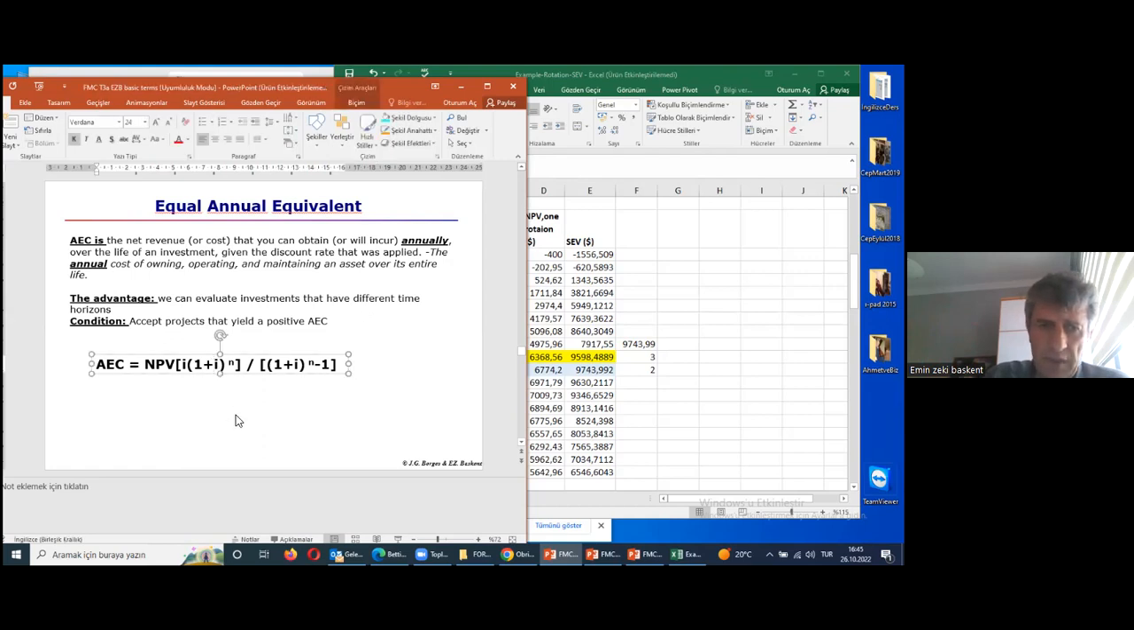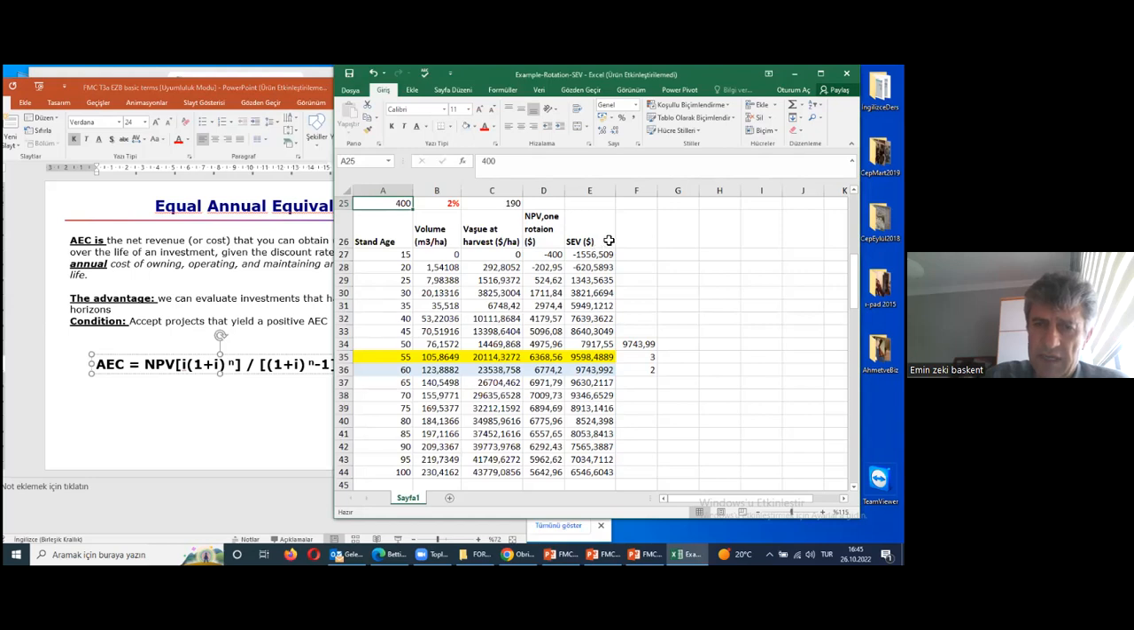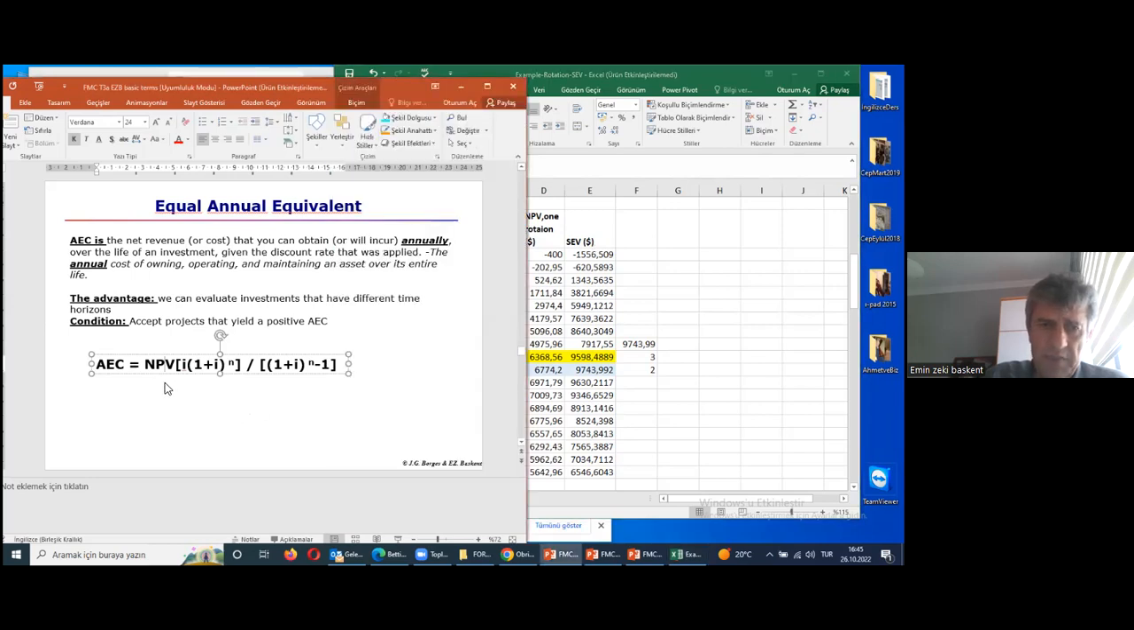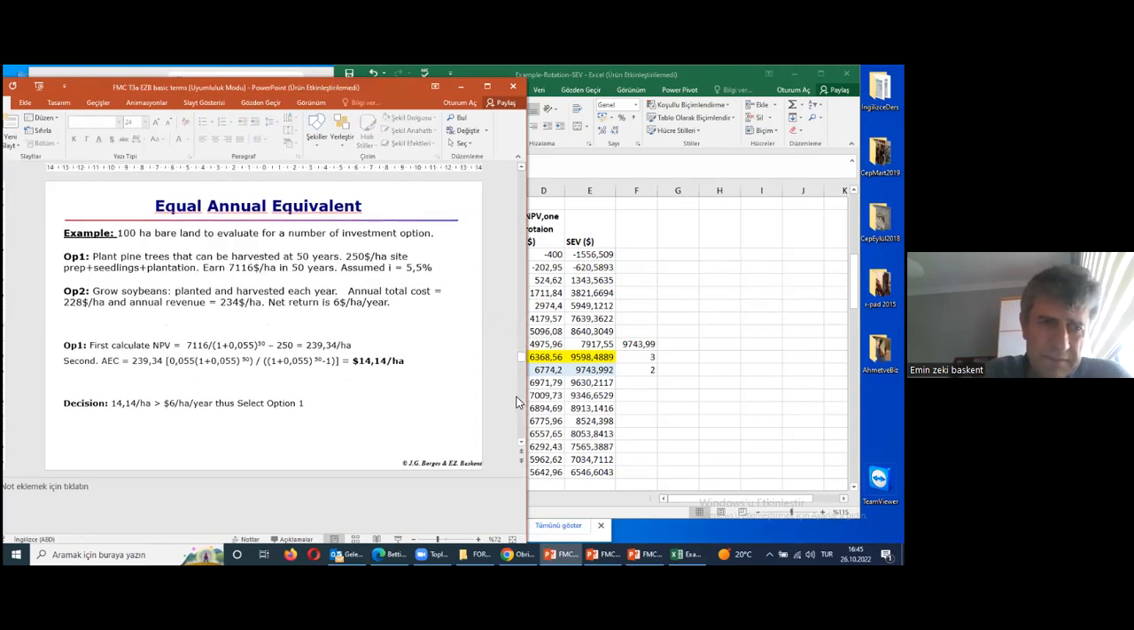Here is the formula. Net present value, which we know how to calculate as we did in calculating soil expectation value, multiplied by, in a big parenthesis, i, the interest rate, multiplied by (1 + i)^n, all divided by (1 + i)^n minus 1, where n is the rotation period or the time horizon we're looking for. This is the simple formula that we'll use to calculate the annual equivalent cost. Okay, example.